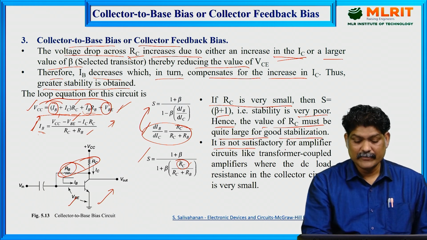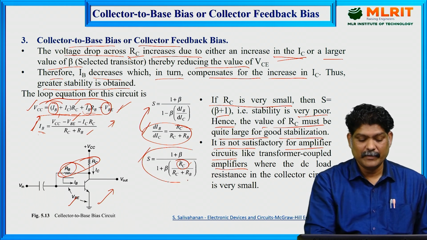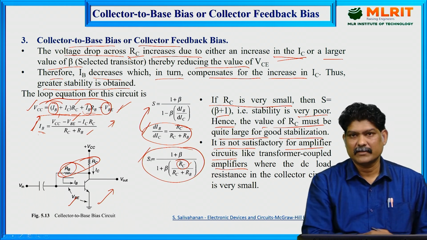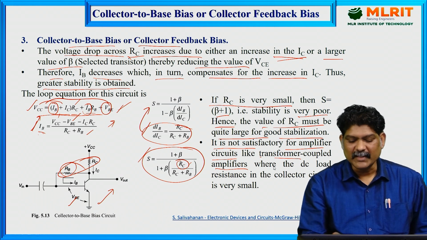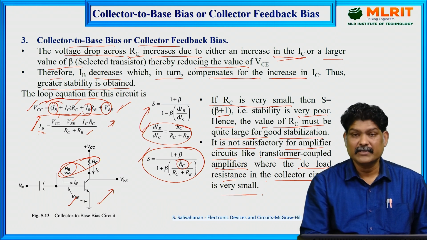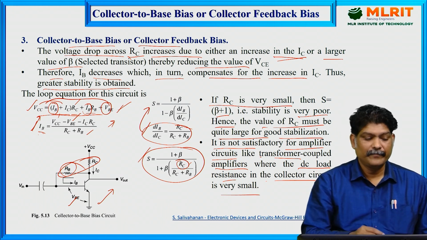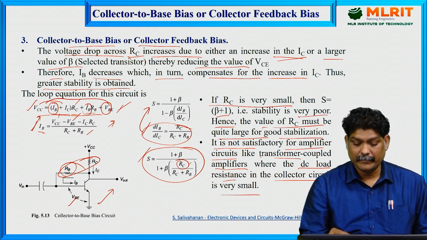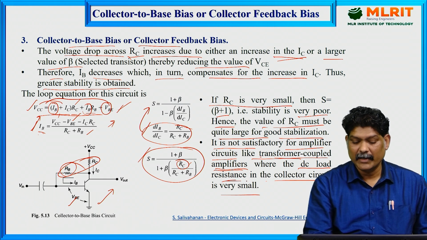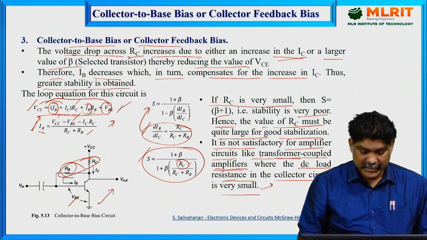It is not satisfactory for circuits like transformer coupled amplifiers. This kind of biasing circuit does not suit transformer coupled amplifiers, where the DC load resistance in the collector circuit is very, very small. That is why we cannot use collector to base bias circuits for biasing in transformer coupled amplifiers, where the DC load resistance in the collector circuit is very small. So this is about collector to base bias.